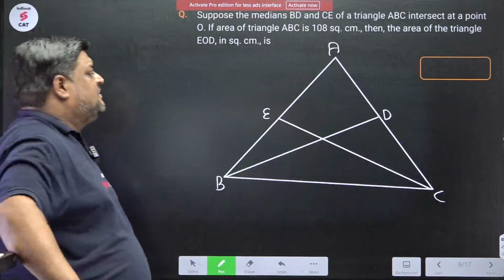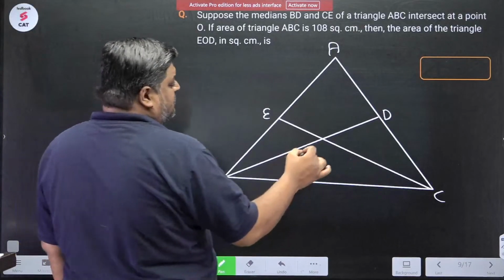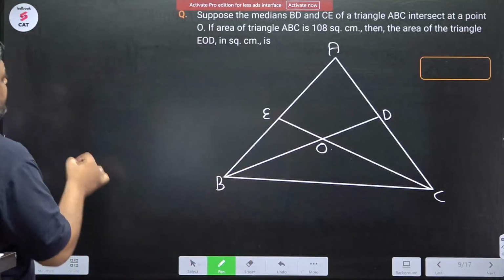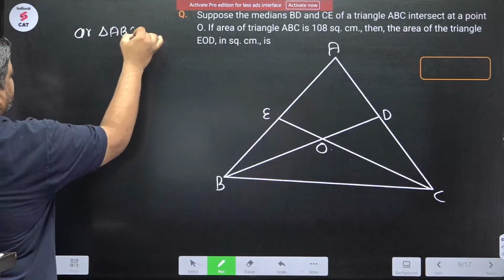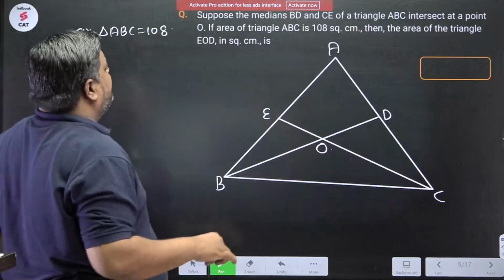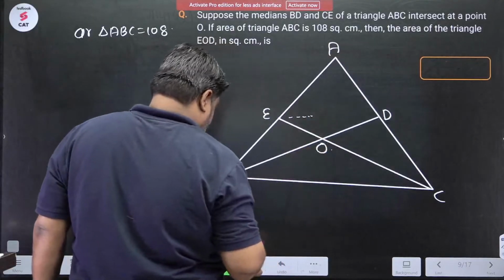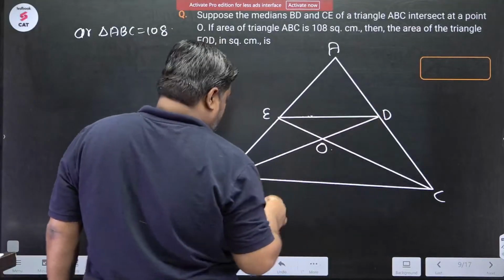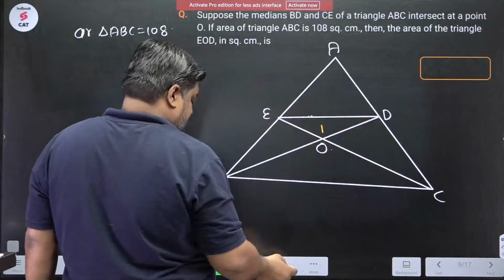Very good. And they meet at O. The area of the bigger triangle is 108. Area of triangle ABC is given to be 108. They are expecting the area of triangle EOD. So they are expecting the area of this smaller triangle. This is the smaller triangle.